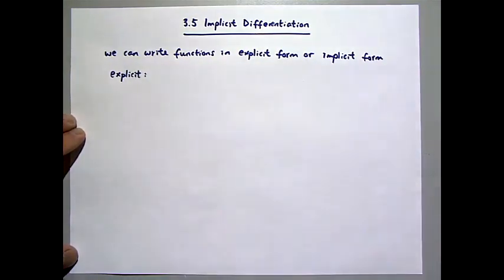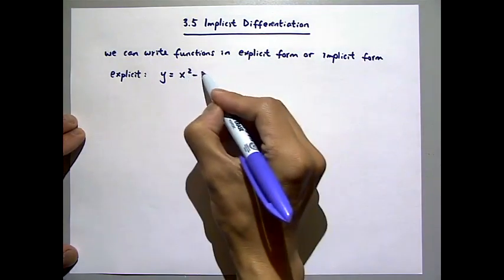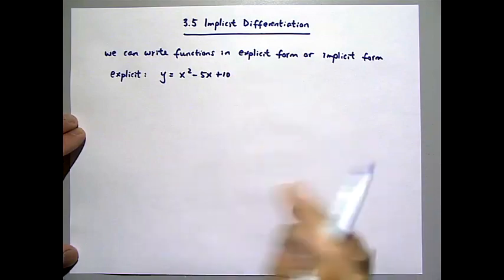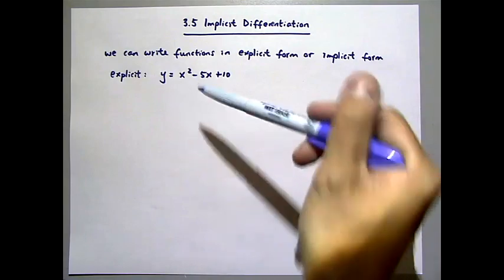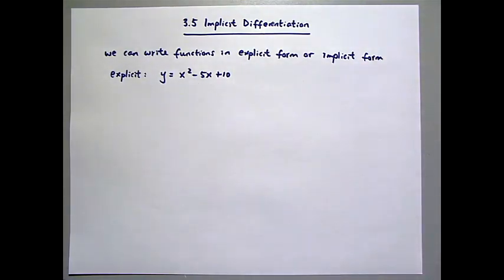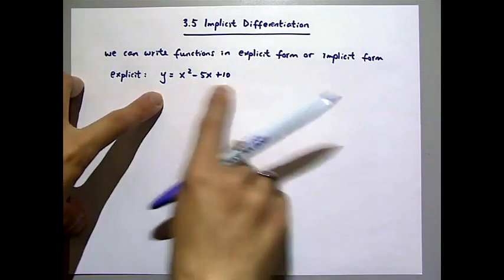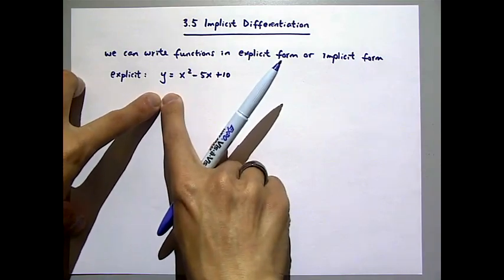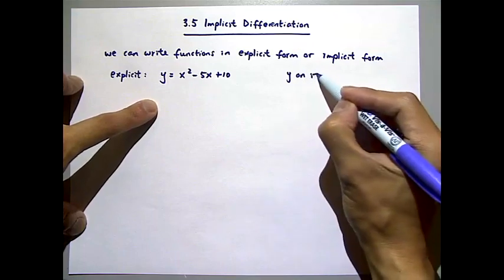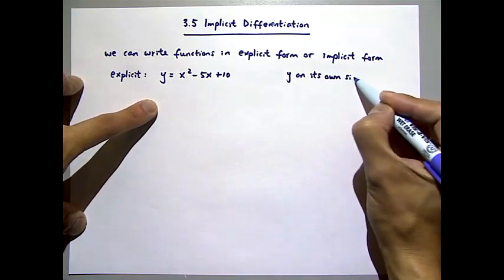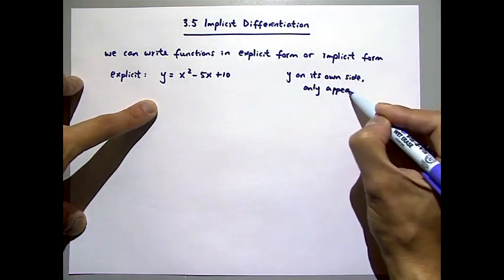So here's an example of an explicit function. y is equal to x squared minus 5x plus 10. You explicitly know what y is equal to once you determine what x is going to be. You know the relationship between y and x directly. So the feature for this kind of form is you have y on its own side, and it can only appear once.